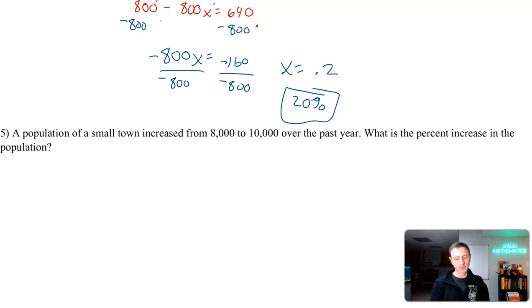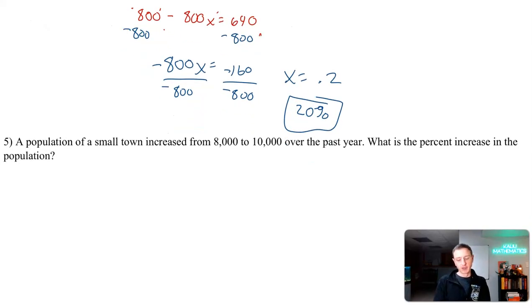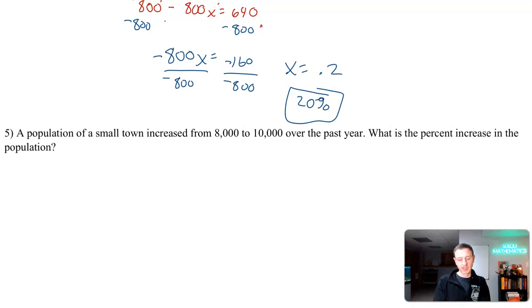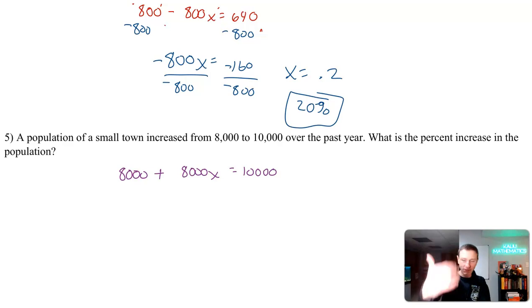And I want to show you there's two different ways that you could go about solving even number 4 and number 5. But let me just stay consistent. I want to show you number 5 the same way I set up this one. So we're going from 8,000 people, and then we are increasing the population by a certain percentage to get 10,000. So if I'm at 8,000, what percentage of that is going to get me to 10,000? So 8,000 plus 50% of 8,000, or 25% of 8,000, or 20% of 8,000 is going to get me 10,000 people.